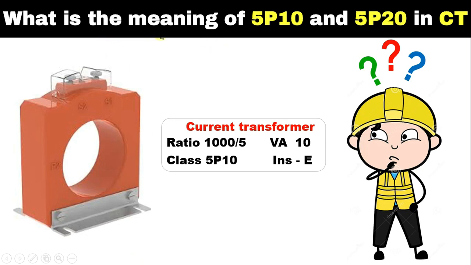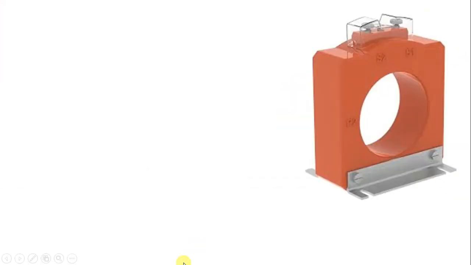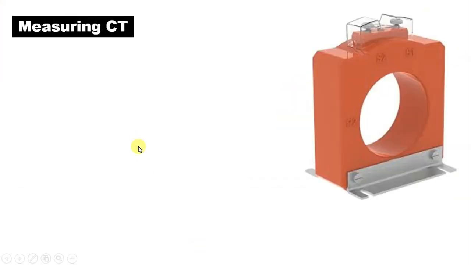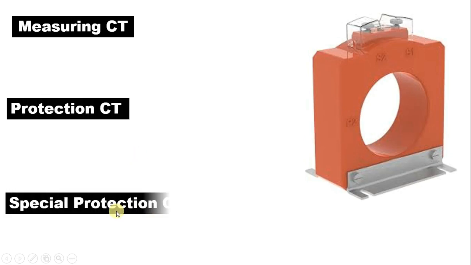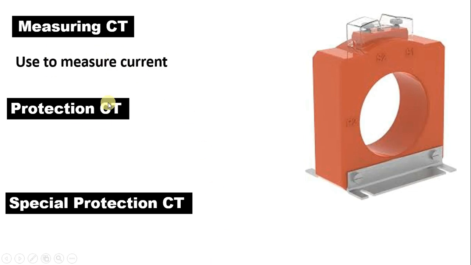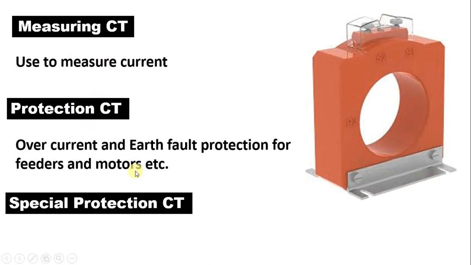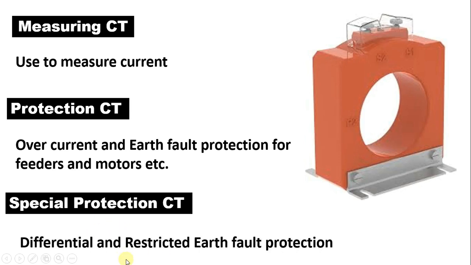Before understanding the meaning of this, first understand how many types of CT are there. Look, CT are of 3 types. First is measuring CT, second is protection CT, third is special protection CT. This measuring CT is used to measure current. This second type of CT is used for a motor or a feeder, for overcurrent and earth fault protection, we use protection CT. Now this special type of CT is used where differential protection or REF protection is required. So for these protections we use this special type of CT. So here we understood how many types of CT are there.